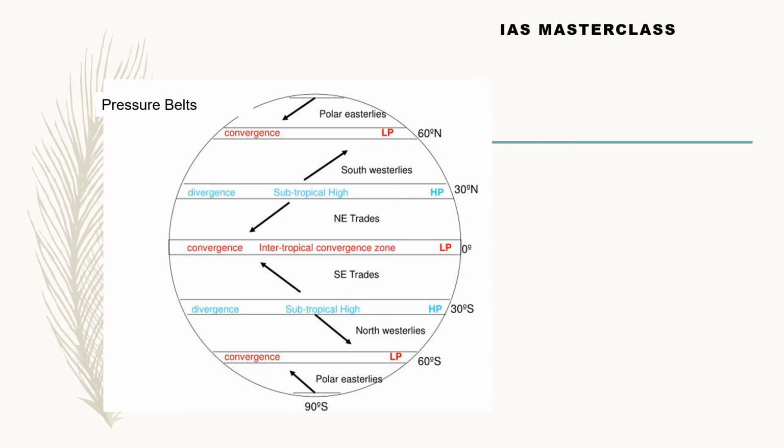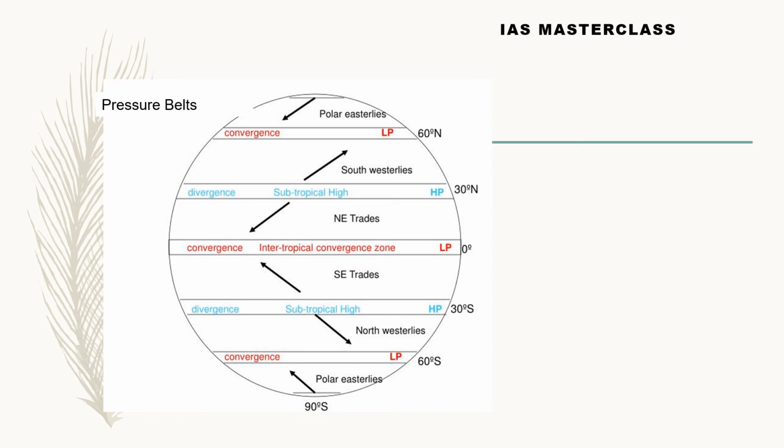Okay, so there are 7 pressure belts. Now let's see how these pressure belts develop. Okay, now the first pressure belt is the equatorial low pressure belt. No marks for guessing why it is low pressure at the equator. It is because of the sun's rays. Sun's rays are always direct, so warmer air always rises. Warmer air rises means there is low pressure.